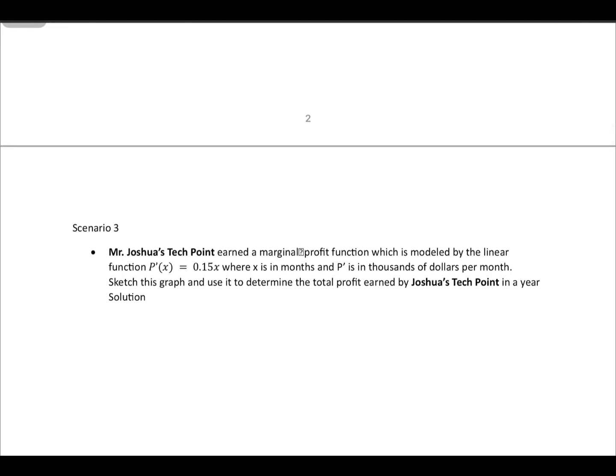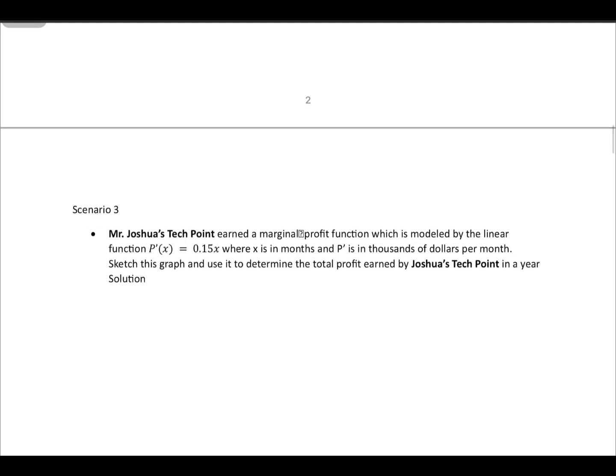Mr. Joshua's tech point named the marginal profit and the marginal profit function, which is modeled by the linear function P prime x equal to 0.15x, where x is in months and P prime is in thousands of dollars per month. Sketch the graph and use it to determine the total profit earned by Joshua's tech point in a year.